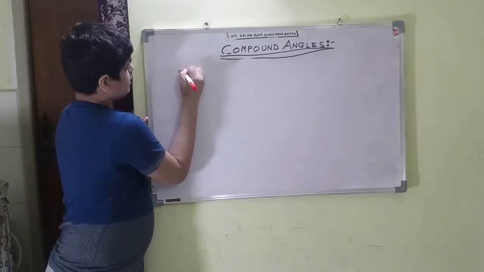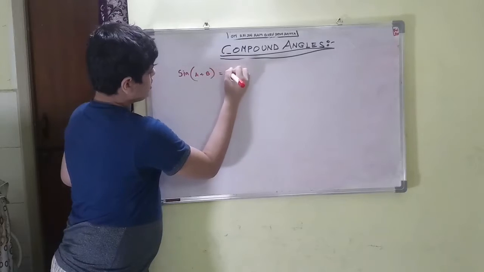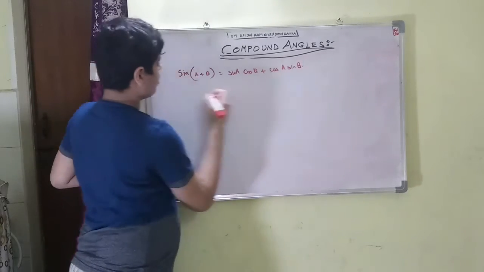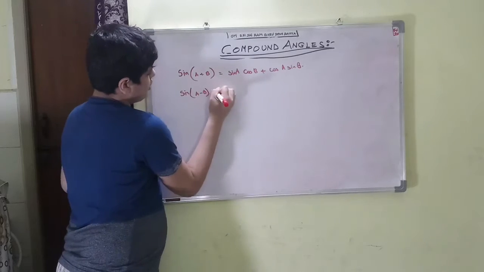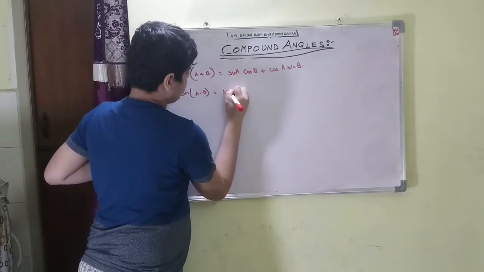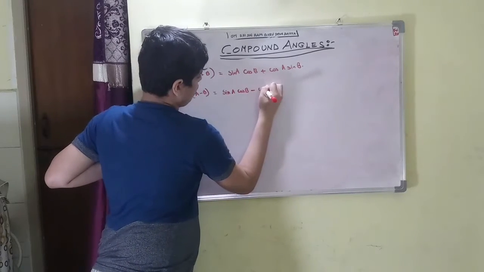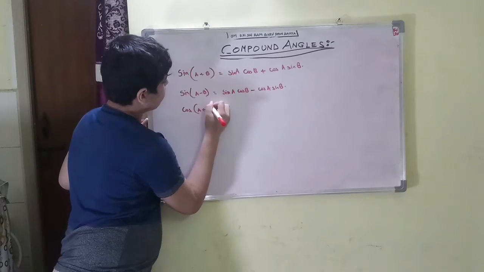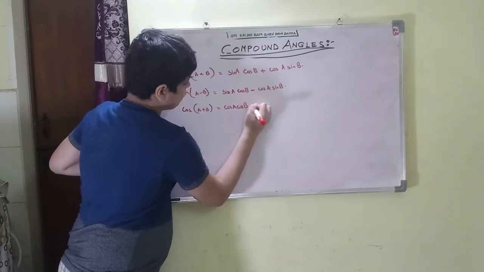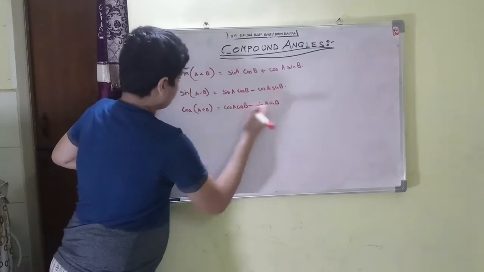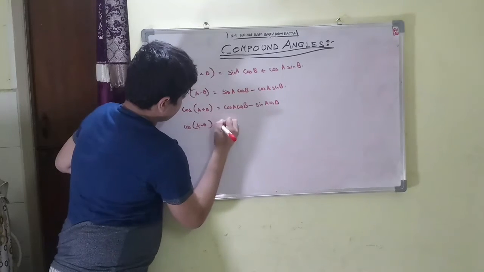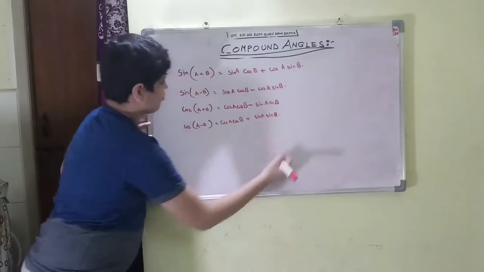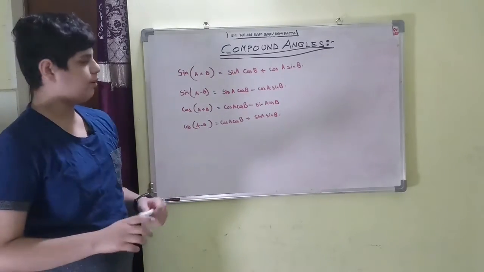So the first formula is sin of A plus B is equal to sin A cos B plus cos A sin B. And sin of A minus B is equal to sin A cos B minus cos A sin B. Cos of A plus B is cos A cos B minus sin A sin B, and cos of A minus B is equal to cos A cos B plus sin A sin B. Please take note of this one, then we will move on to our next formulas.